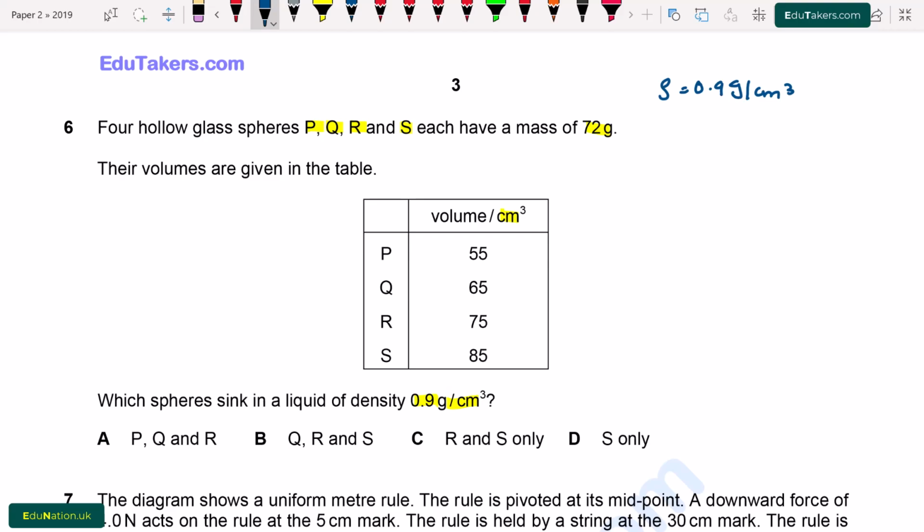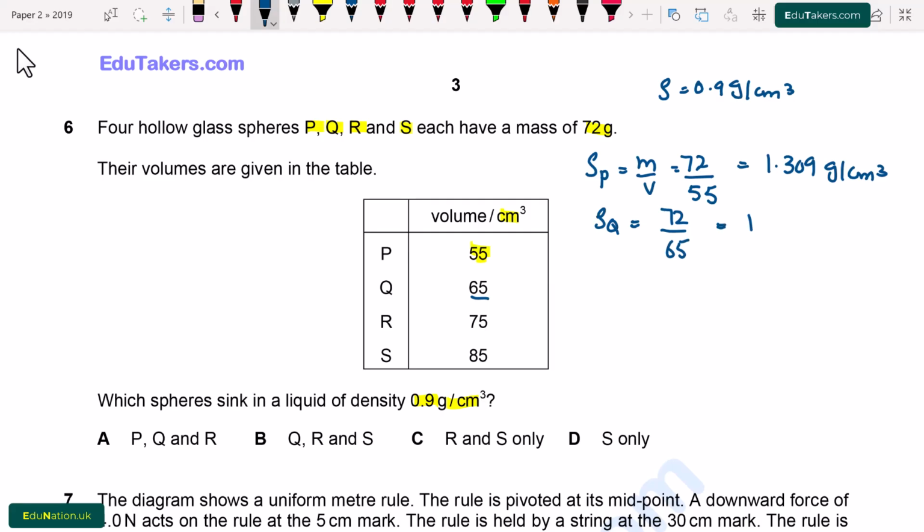So I write here density for P will be equal to mass over volume. Mass is 72 divided by volume for the sphere P, which is 55 centimeter cube. So I write here 55. Density will be equal to 1.309 gram per cubic centimeter. For the sphere Q, again mass is given 72 gram divided by volume 65.